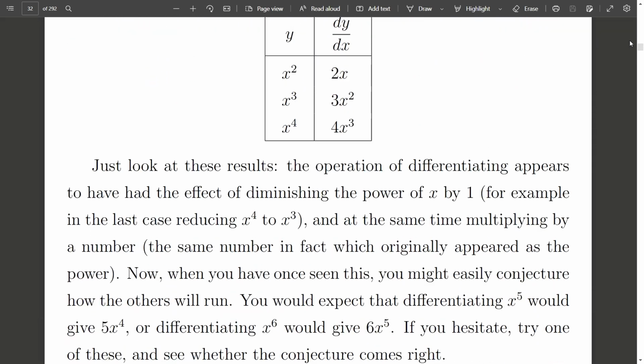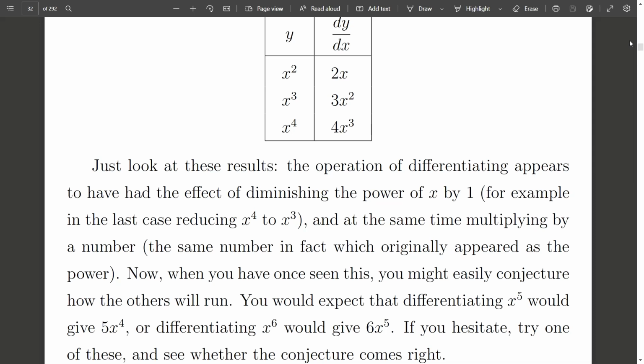Just look at these results. The operation of differentiating appears to have had the effect of diminishing the power of x by 1. And at the same time multiplying by a number, the same number in fact, which originally appeared as the power. Now, when we have once seen this, we might easily conjecture how the others will run.